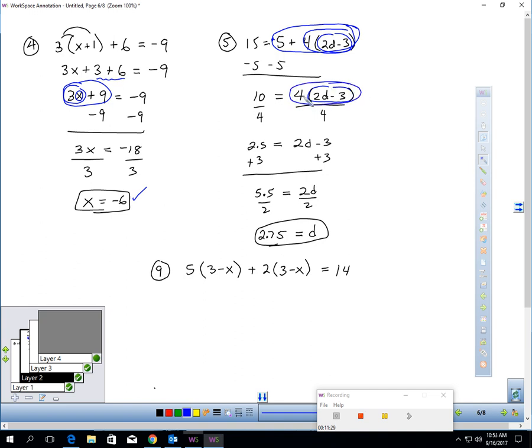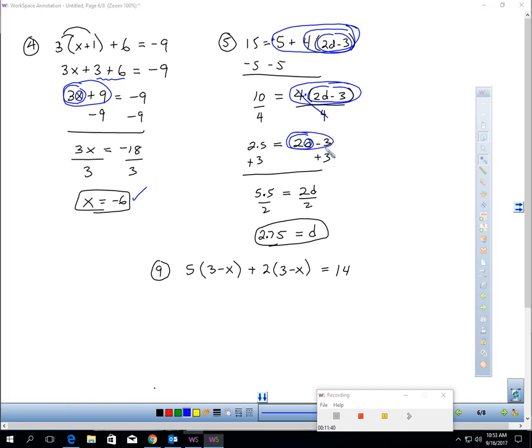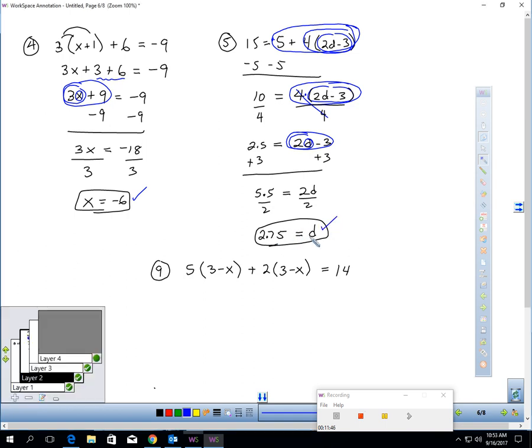The next layer of the onion, get rid of times 4. Divide each side by 4. Those cancel. And now, when I get to here, I can start a new onion and solve for d. Add 3 first. Divide by 2. There's my answer. I took my calculator and checked it. You just got to double check when you plug it in. Does it give you a true statement?